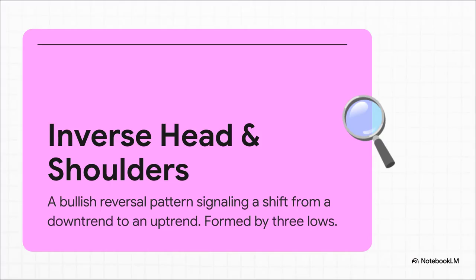So one of the most famous reversal patterns out there is called the inverse head and shoulders. And honestly, it kind of looks just like it sounds. You get a low point, that's the head, and it's surrounded by 2 slightly higher lows, those are the shoulders. The key thing to remember is, when you see this shape forming at the bottom of a long downtrend, it's a really powerful signal that things might be about to turn around.